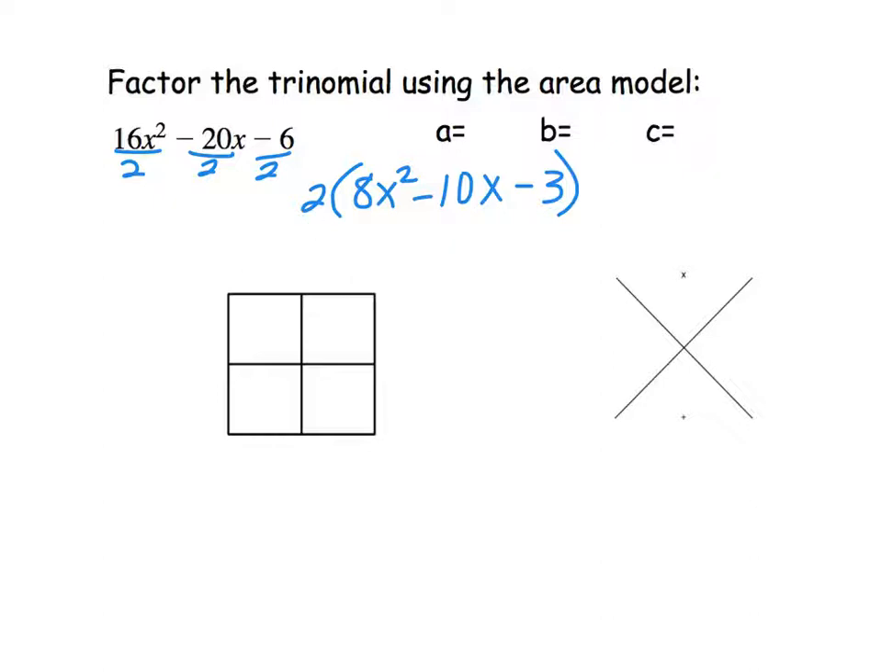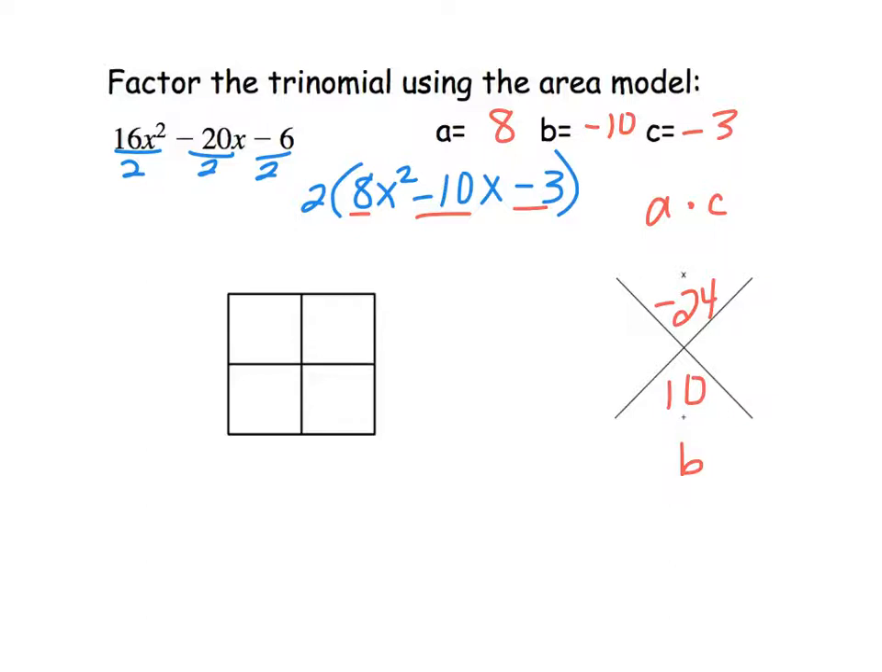I've already factored out the 2, so I'm going to use inside my parentheses to figure out my A, my B, and my C. So my A is 8, my B is negative 10, and my C is negative 3. And I'm going to use that to come up with my area or my X puzzle. So A times C is negative 24, and my B is negative 10.